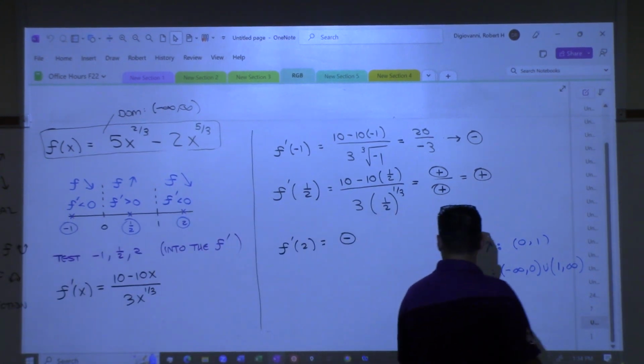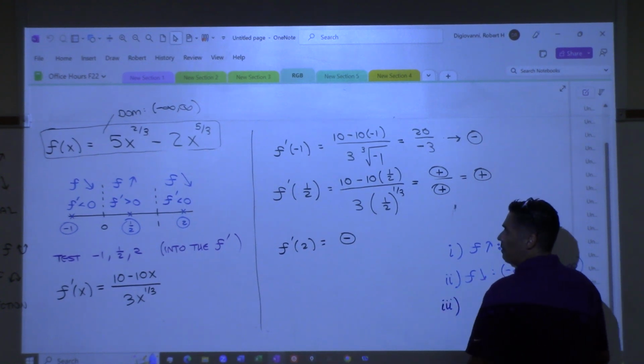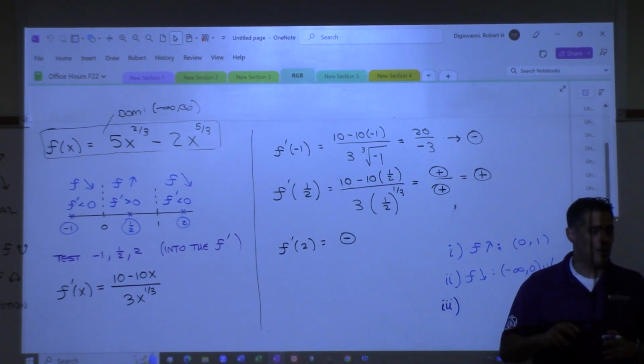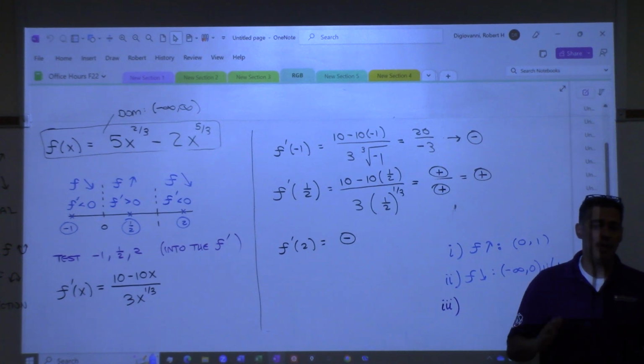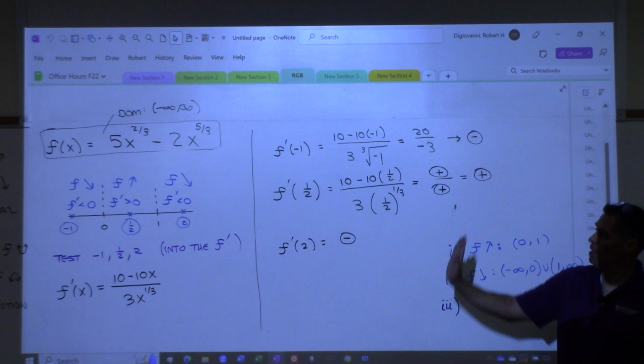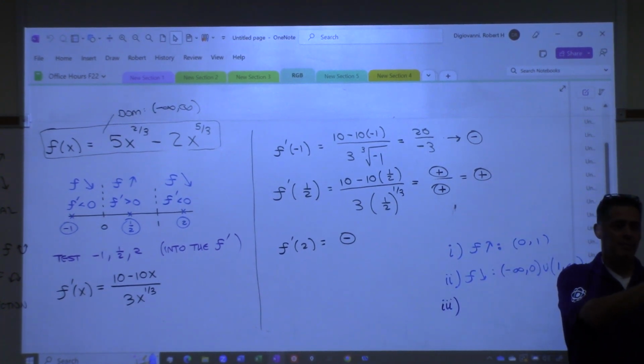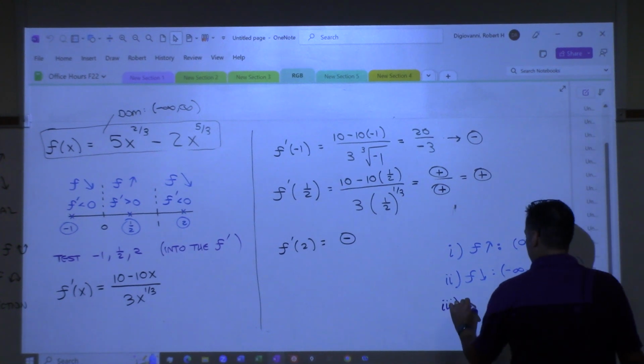So how are you telling where the local max and mins are? I'm looking at that chart, and what am I looking for? For maximum, local max, what am I looking for? For maximum, up and then down, right? For minimum, I'm looking down then up. All right, so let's start with max, local max.